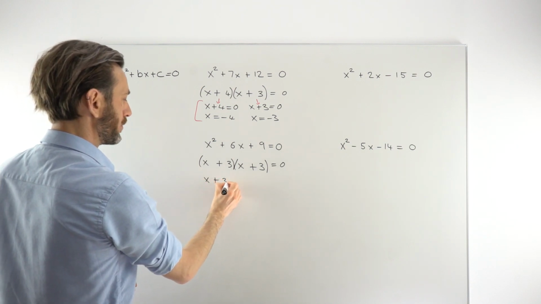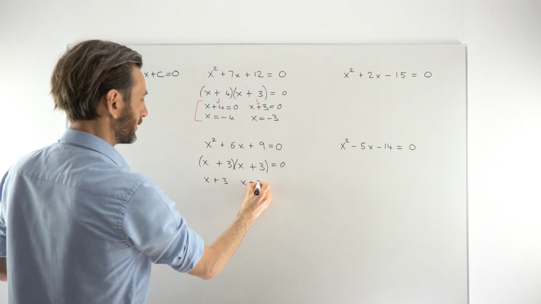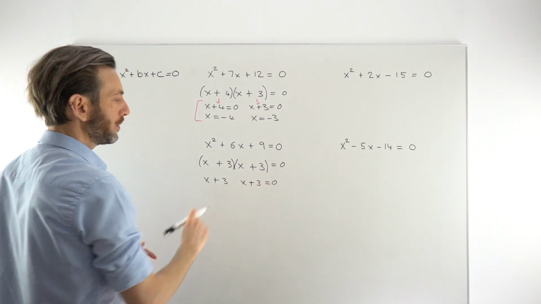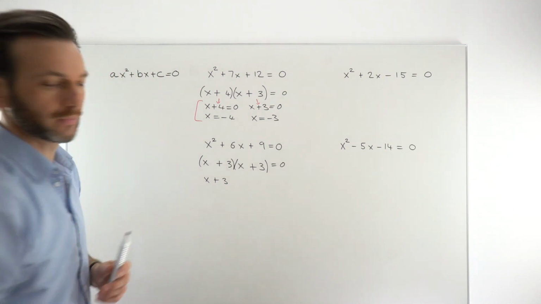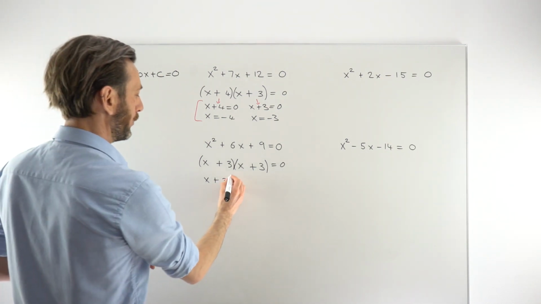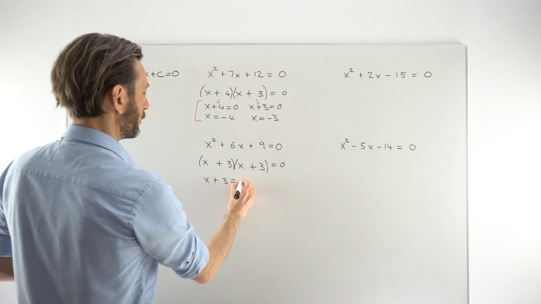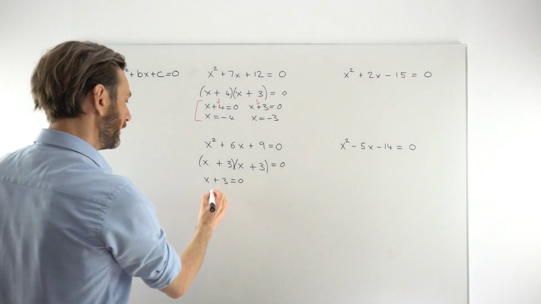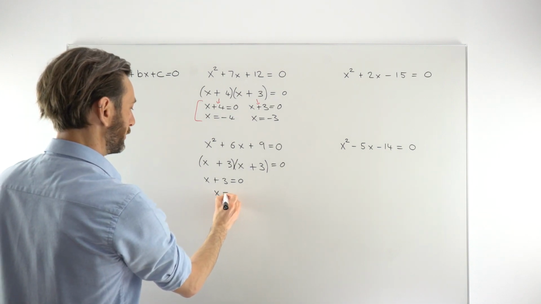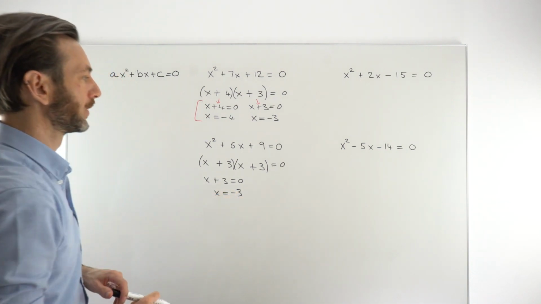In this case, we've got a repeated factor, so we get basically the same twice. We probably, in that case, don't really need the second bracket equal to 0, because we're going to get only one unique solution. We're going to get two solutions, but they're the same. So we say that we get one unique solution. So the solution would just be x equals -3.